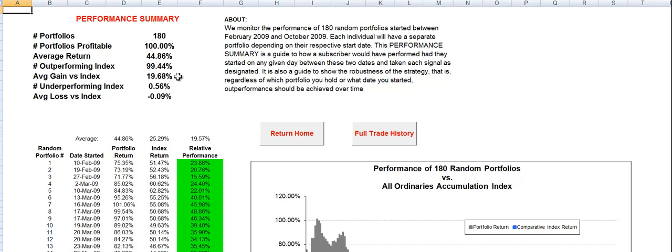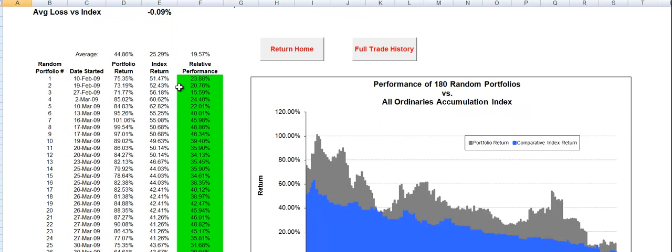So the average gain versus the index is 19.6%, and the one that is behind the index at the moment is only down 0.09%. So it's not a great deal, but the whole idea here is that it doesn't matter when you start, it's more important to start and follow the strategy, and over the longer term the strategy will actually benefit you by providing a profit and also, more importantly, beating the market.